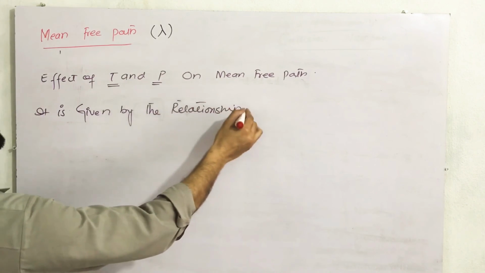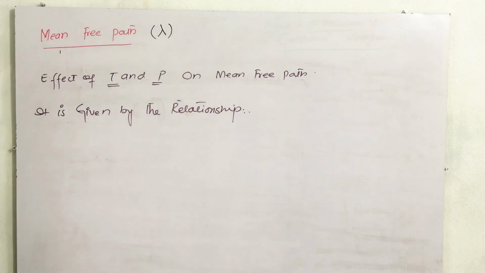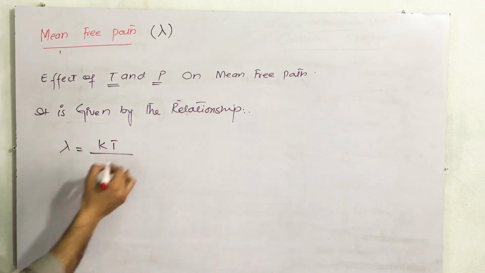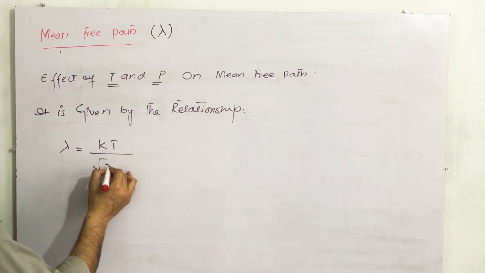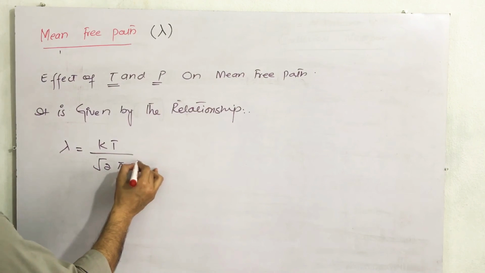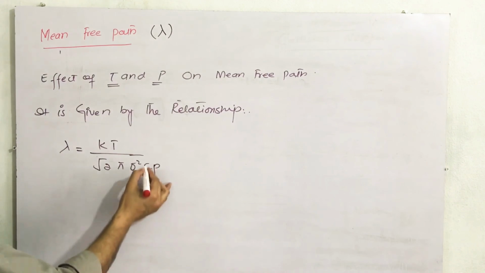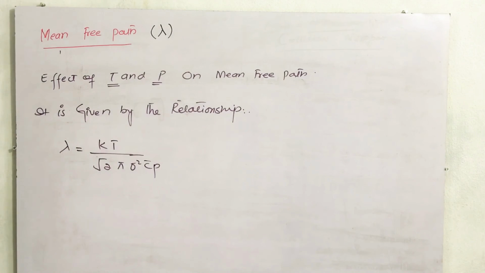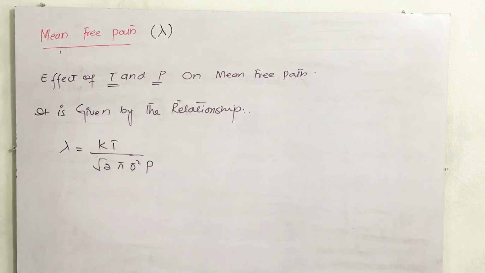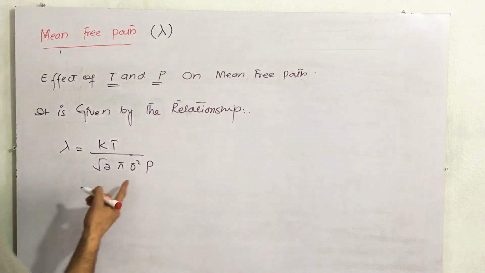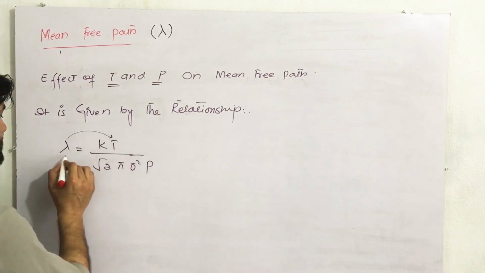What is the relationship? The relationship is lambda is equal to kT divided by 2 pi sigma square P. This is the relationship. Just in place of P we can say P for pressure. Now see, lambda is directly proportional to temperature and inversely proportional to pressure in this formula.